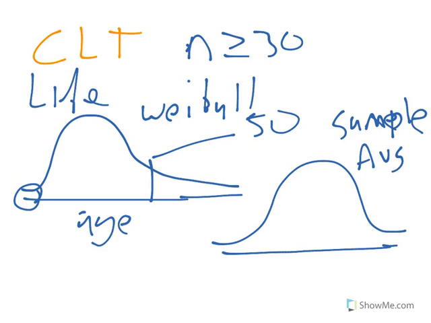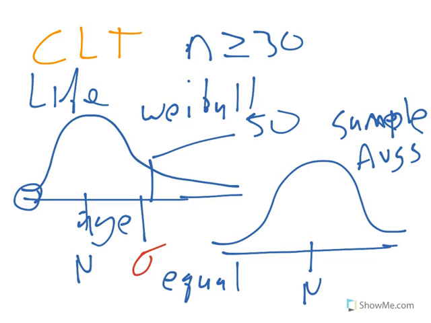Our sample averages will be normally distributed. What the central limit theorem says is that the mean of this is the same; these two means are equal. The difference is the standard deviation: the standard deviation of this will be the population standard deviation divided by the square root of n. And that is the big difference with the central limit theorem.